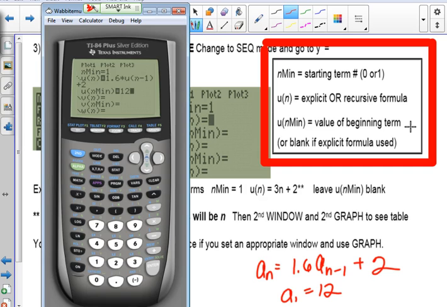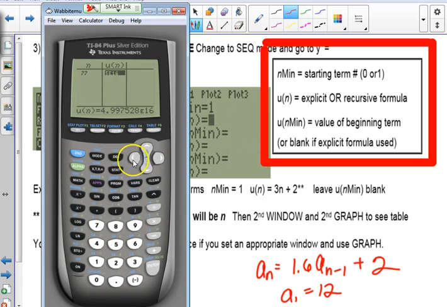You only use that if it's recursive, yet it says leave it blank if it's an explicit form, okay? I know this is complicated, but now I can either go to my table and scroll down to term 77, or I have Ask Auto and it just found term 77. Yeah, it's a big number. It's 4.997528 e to the 16.